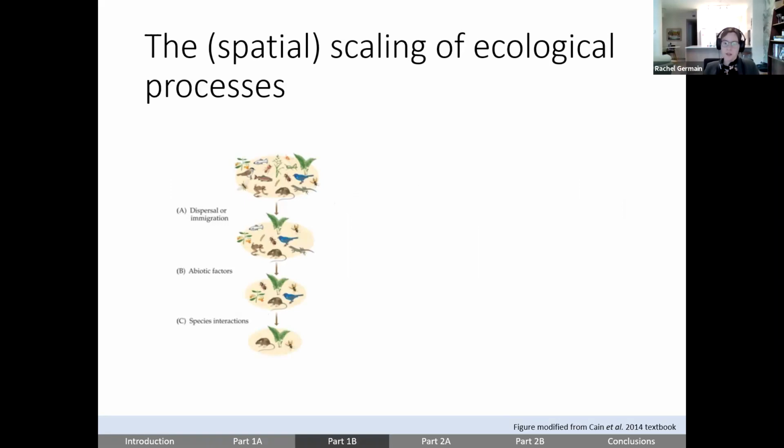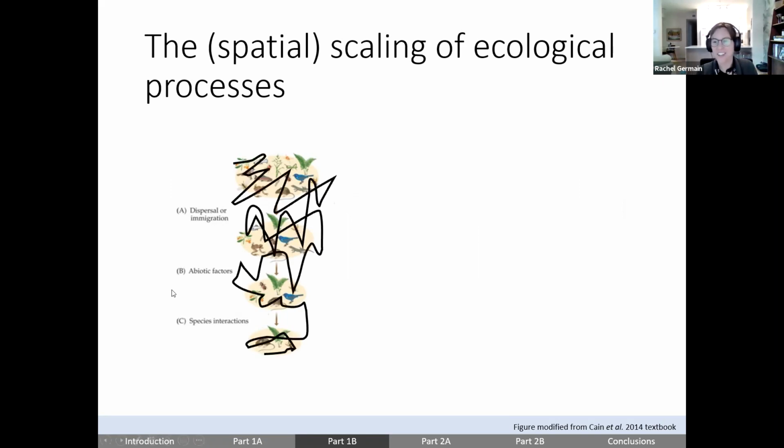Okay, so that brings me to the next project that I want to tell you about, which is more about the spatial scaling of ecological processes. So again, we're disregarding this hierarchical idea of species being filtered from some region down into a local community. Here we're really focusing on these different processes: we have dispersal, or abiotic factors, or the environment.